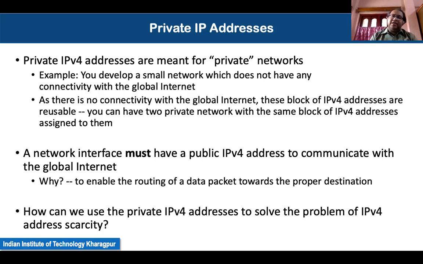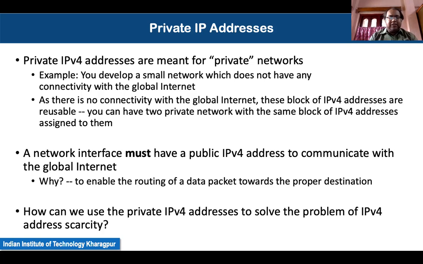Now, a network interface must have a public IP version 4 address to communicate with the global internet. Why? Because we need to enable routing of the data packets towards the proper destination. So typically, this hierarchy of IP version 4 addressing is used to route a packet over the global internet. That is, if you want to connect your devices or your subnet with the global internet, you should have an address pool, or a public IPv4 address that is visible globally to all the devices, such that routing can be enabled.